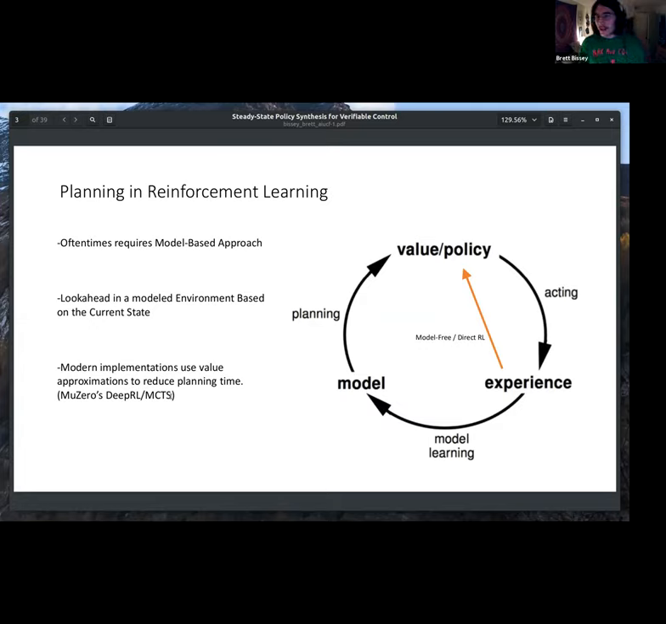So if you look at this, you guys have probably already started looking at this graphic. We'll start at the experience.